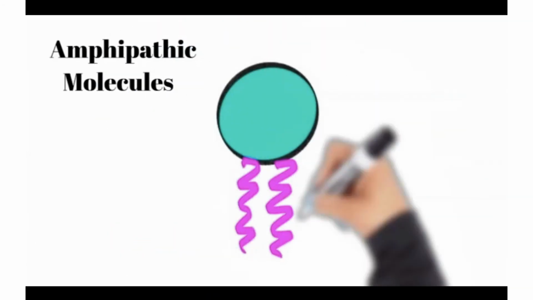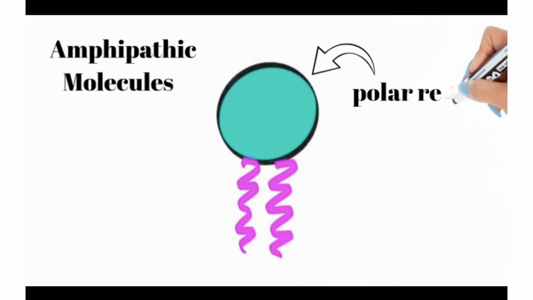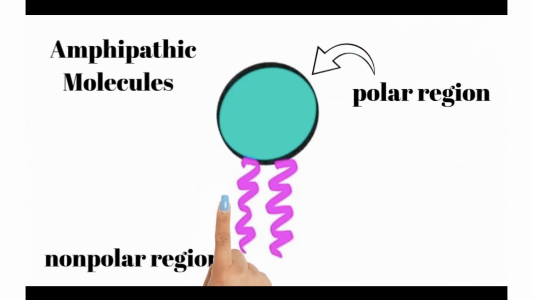Now, this gets a little confusing when we look at amphipathic molecules. And amphipathic molecules are molecules that have both a polar region and a nonpolar region. What I have drawn here is what's known as a phospholipid. It is the molecule that makes up the phospholipid bilayer of the plasma membrane. So we've described the plasma membrane of cells being composed of phospholipids, and this is one phospholipid, which is an amphipathic molecule.